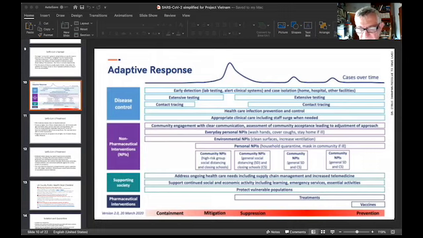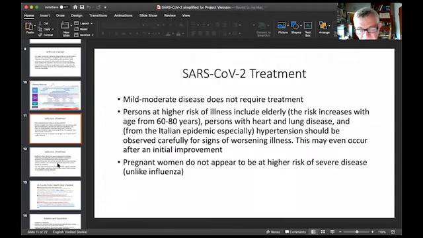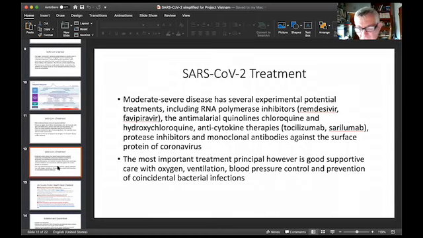For moderate to severe disease, the experimental treatments include antivirals, remdesivir, favipiravir. These are RNA polymerase inhibitors. The anti-malarial quinolines, chloroquine and hydroxychloroquine have gotten a lot of notability recently, and they have very minimal experimental evidence for good. They are somewhat dangerous at high doses, and so who is treated has to be carefully chosen and monitored for those.